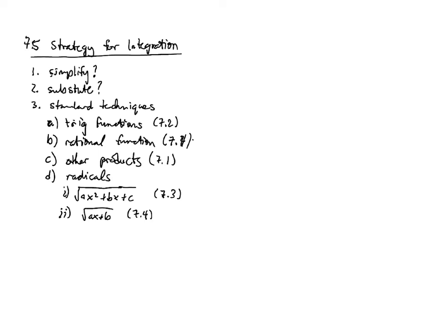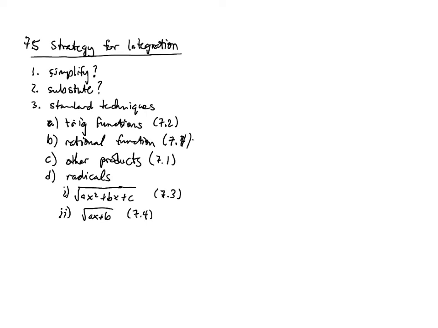So that's where you use a substitution of u equals the square root of ax plus b in order to hopefully transform the integral into one that is a rational function that you can use partial fractions to understand.